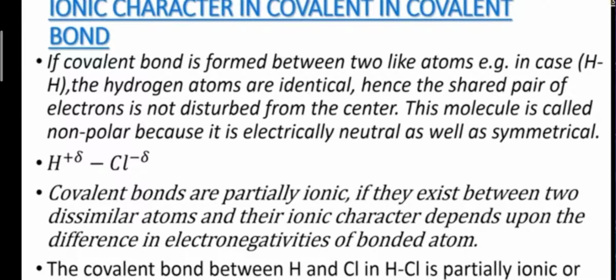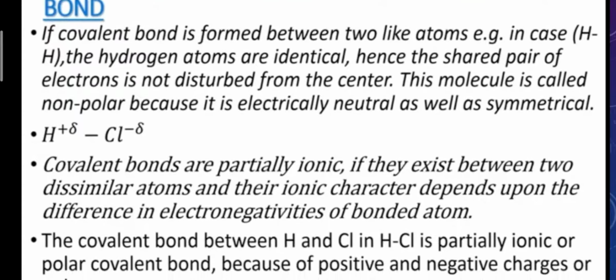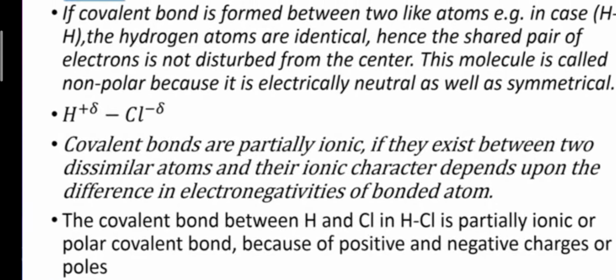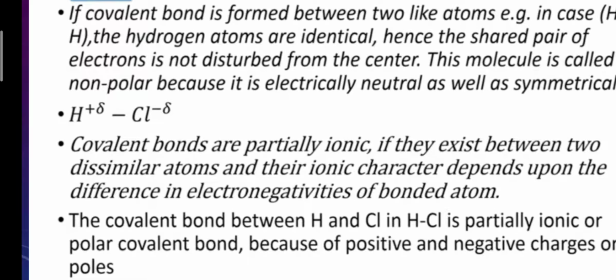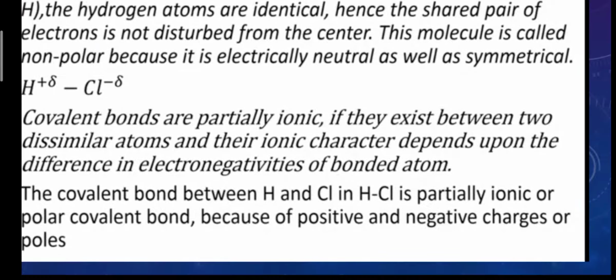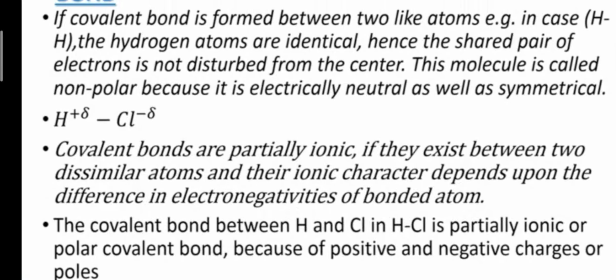While in HCl, covalent bonds are partially ionic if they exist between two dissimilar atoms, and their ionic character depends upon the difference in electronegativities of bonded atoms. The covalent bond between hydrogen and chlorine in HCl is partially ionic or polar covalent bond because of positive and negative charges on HCl.